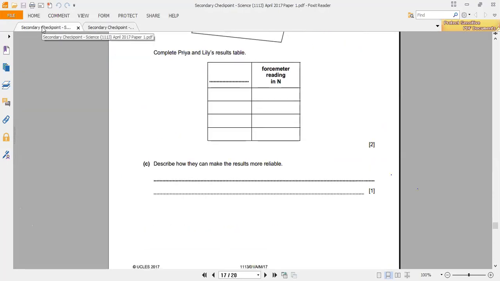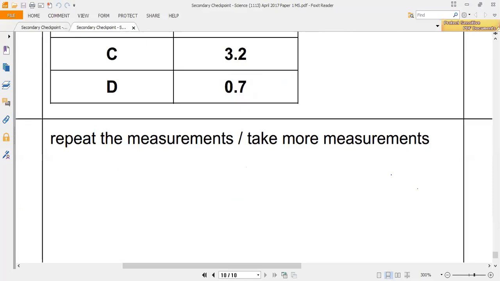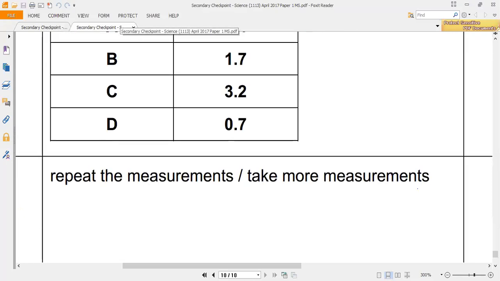Okay, number C. Describe how they can make the results more reliable. Here is a very important word. Reliability is a very important factor in the experiment that should be maintained. One of the most accepted answers for reliability, you can just add only one word, which is repeats, repetition of the experiment. So, repeat the measurements or take more measurements.